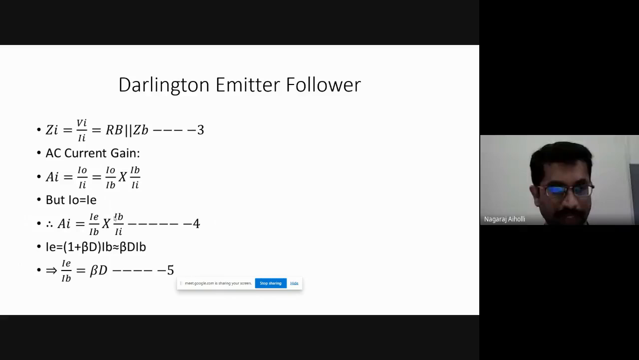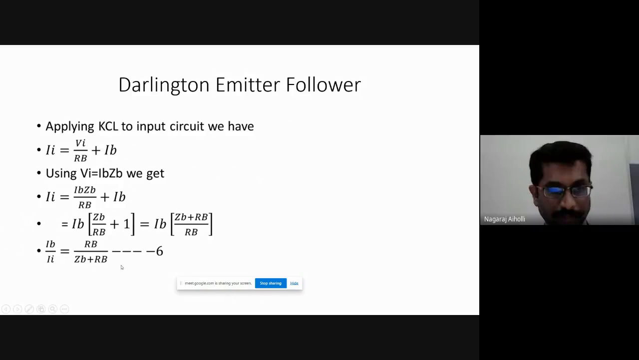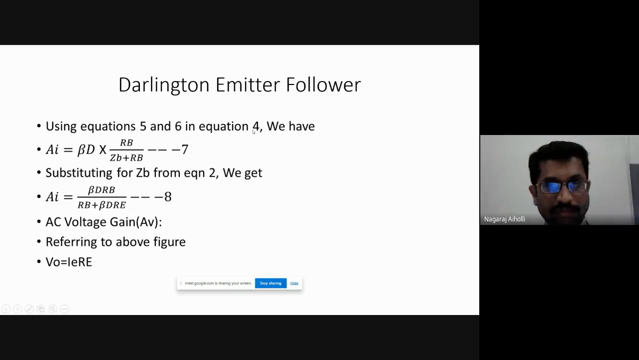AI is IE by IB into IB by II. After substituting, what we get? IE by IB is beta D into IB by II, that is RB by ZB plus RB. Write it here. Using equations 5 and 6 in equation 4, we get A is equal to beta D into RB by ZB plus RB. Take it as equation 7.